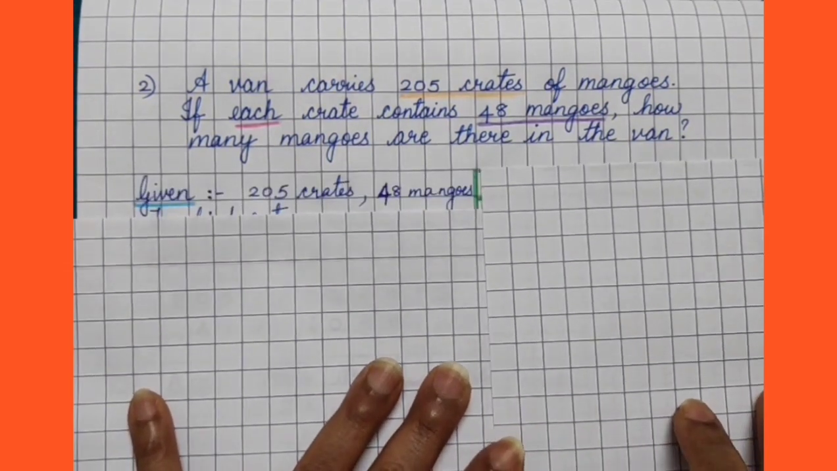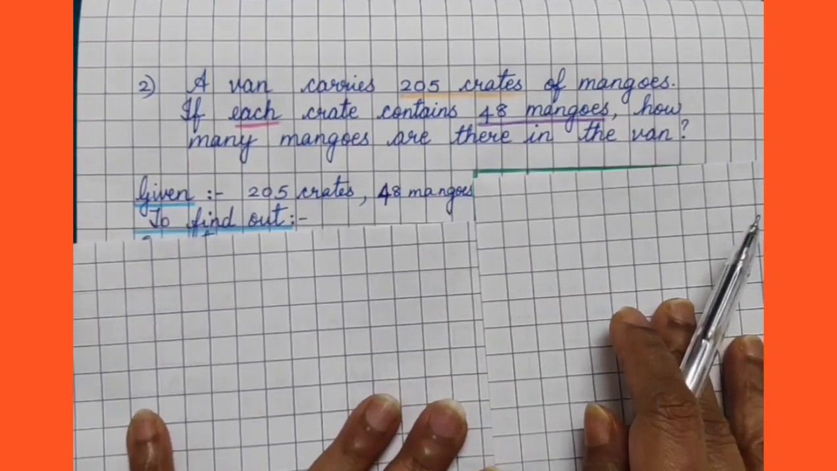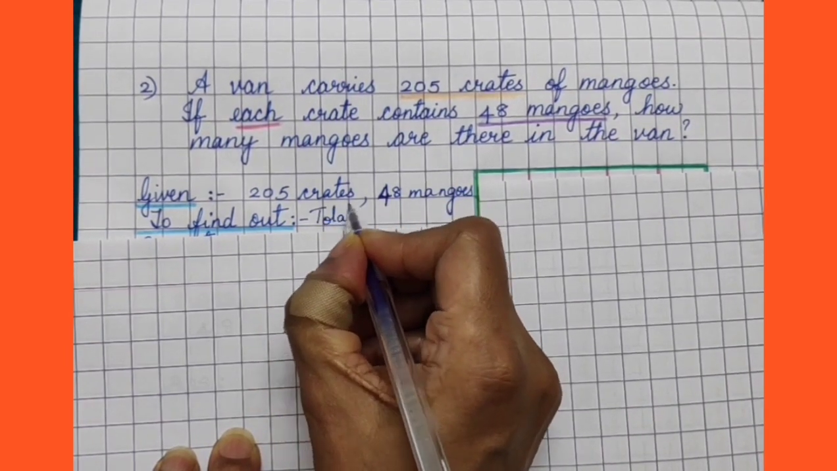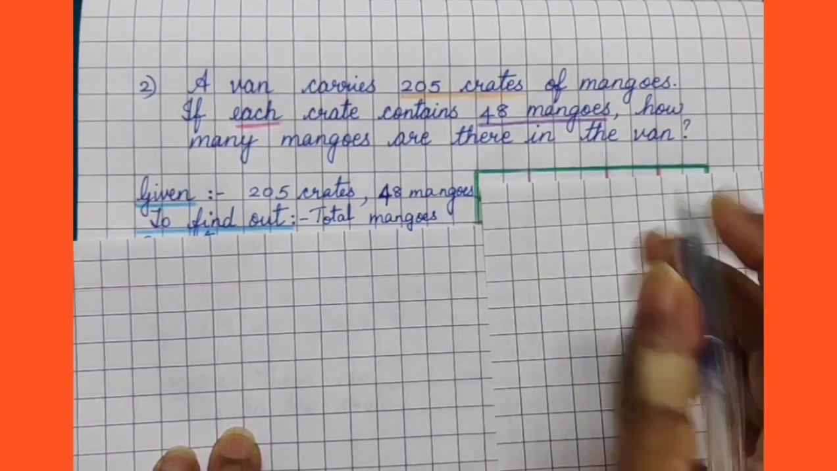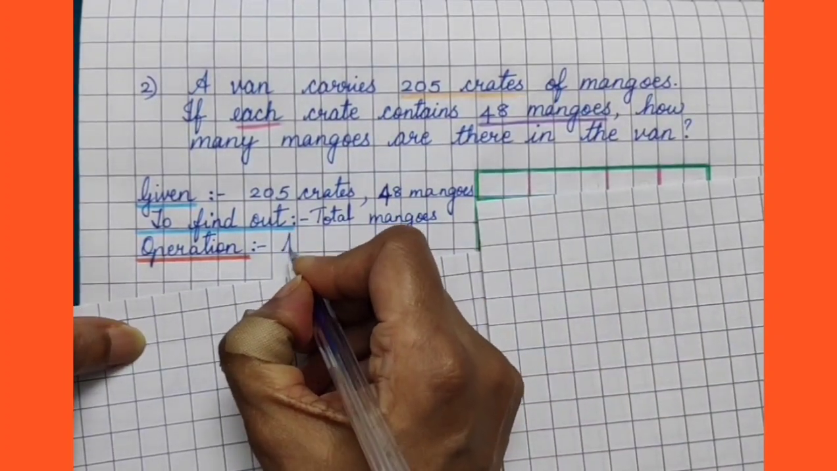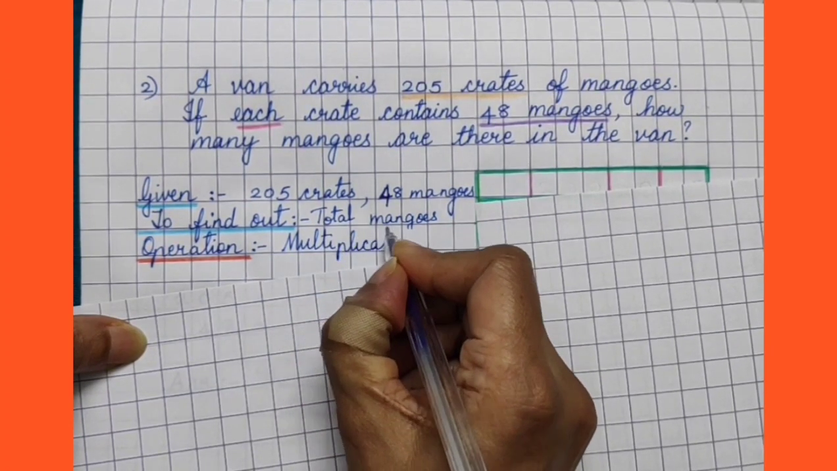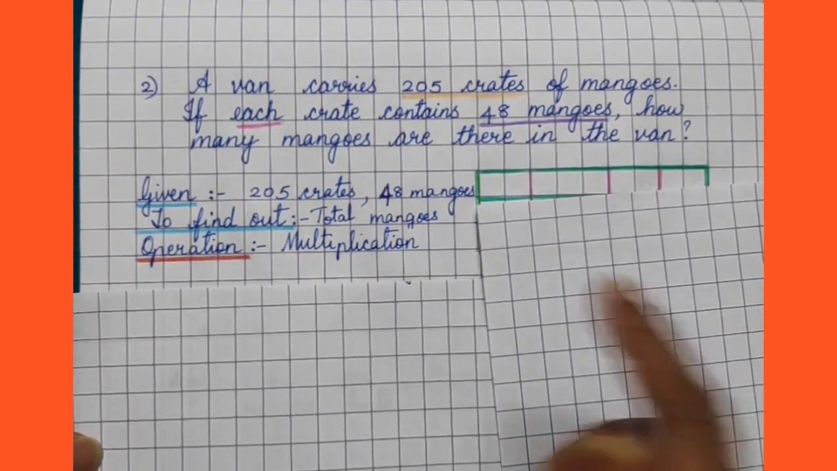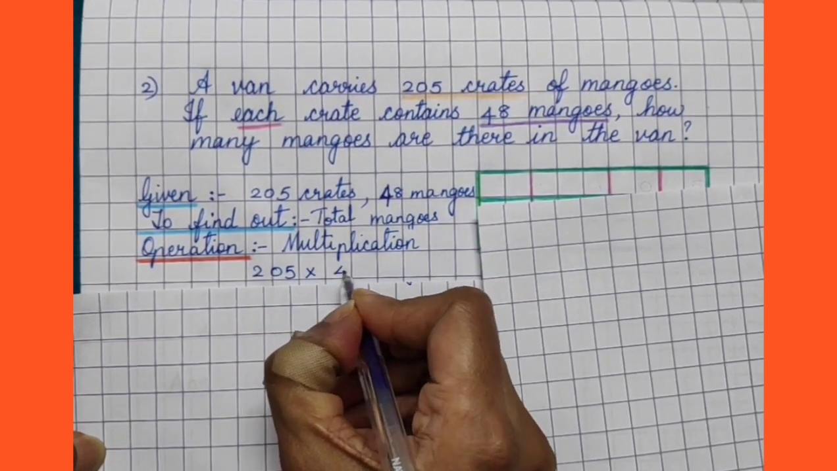So now what is given? It is given there are 205 crates. How many mangoes in each crate? 48 mangoes. So what do you have to find? You have to find out the total number of mangoes. Now we say that it is repeated addition. So what is the operation that we will use? The operation that we use will be multiplication. And which are the 2 numbers that you are going to multiply? You are going to multiply 205 multiplied by 48.